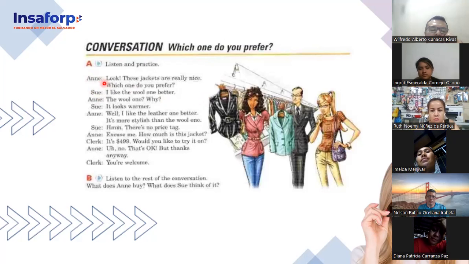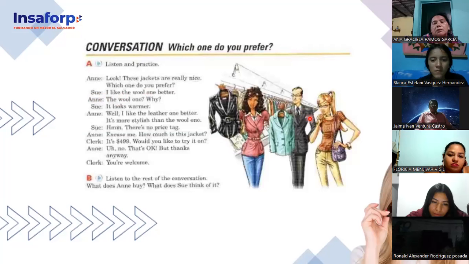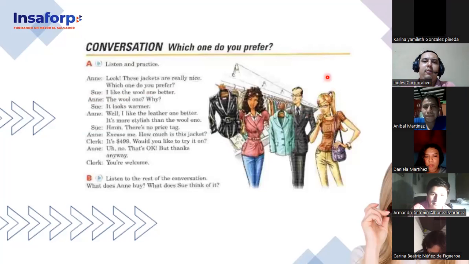1, 2, 3. Look, these jackets are really nice. Which one do you prefer? Who's going to be Sue? Karina, Yamileda, you said you were going to be Sue, right? I like the wool one better. The wool one? Why? It's a lot warmer. But I like the leather one better. It's more stylish than the wool one.